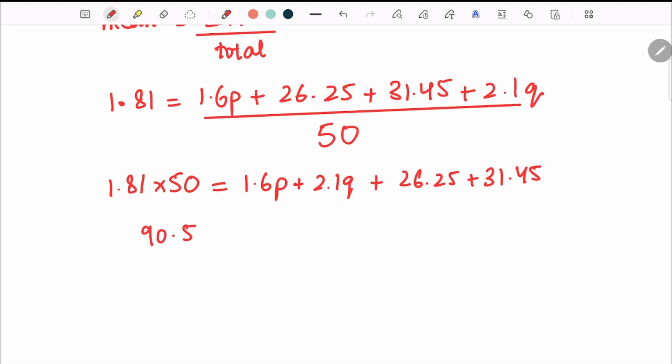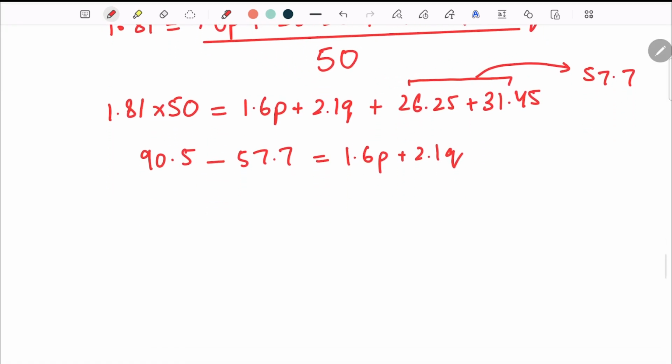90.5 minus this is basically equal to 57.7, which is equal to 1.6p plus 2.1q. So the equation is 1.6p plus 2.1q is equal to 32.8. This is our first equation.